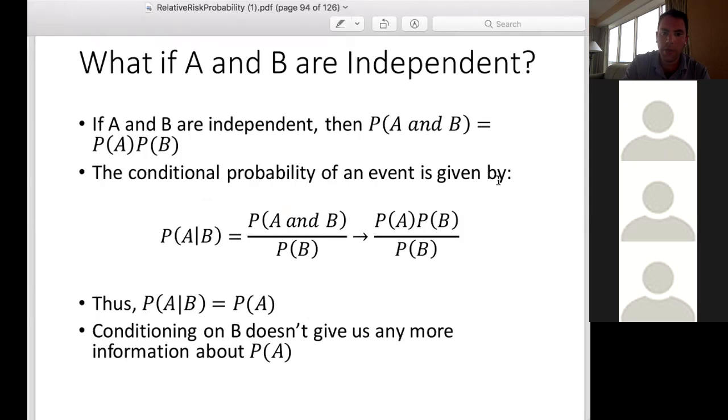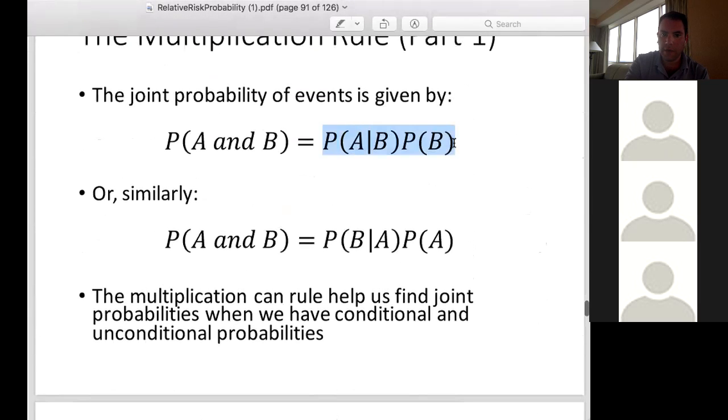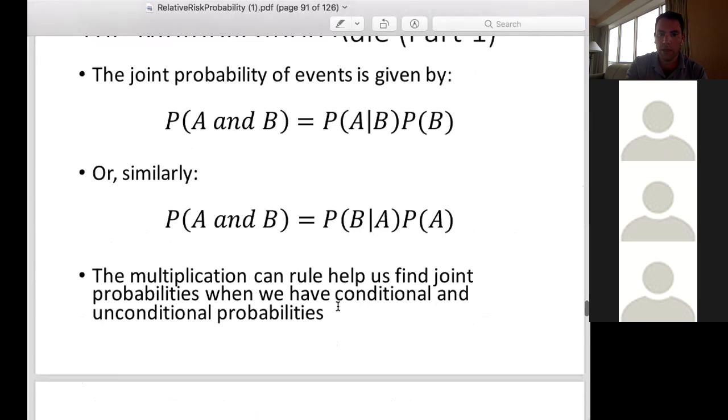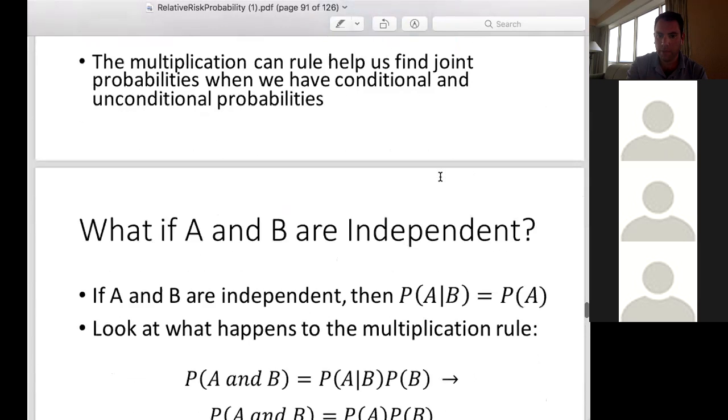So you're only going to use this multiplication rule in this format if you're dealing with dependent events, that is, only if you're finding the joint probability of two dependent events. If you're dealing with independent events and you're trying to find the joint probability of the two, you can simply multiply the two together. But if you're dealing with dependent events, you're going to have to use this formula here: the probability of A given B multiplied by the probability of B.